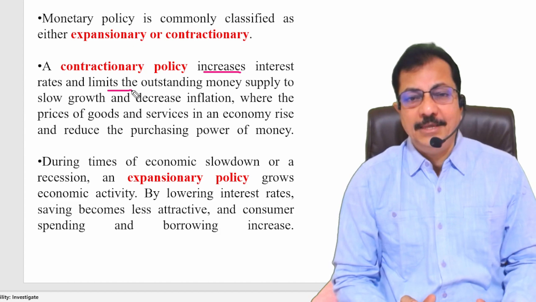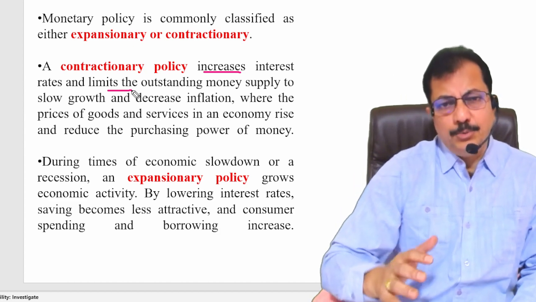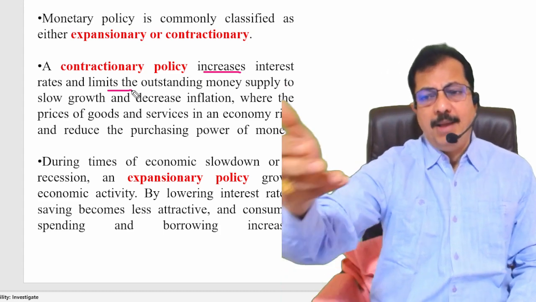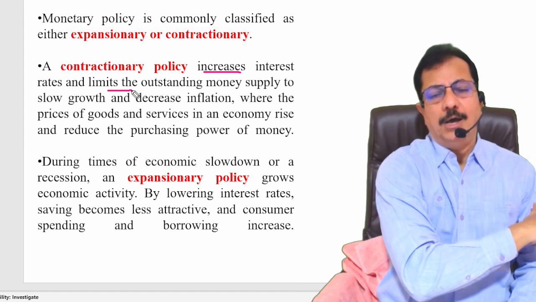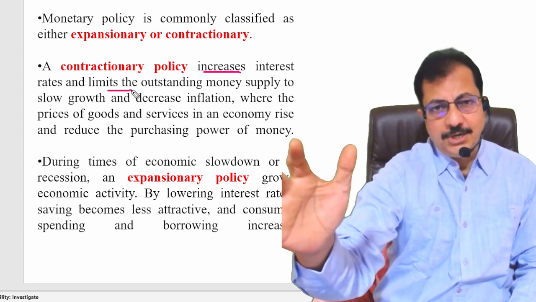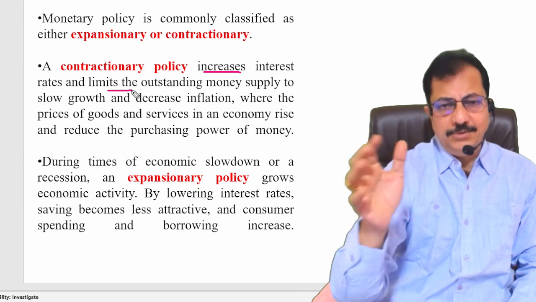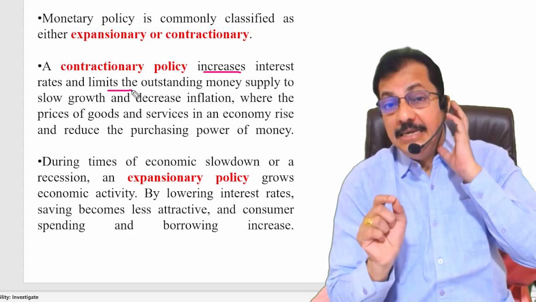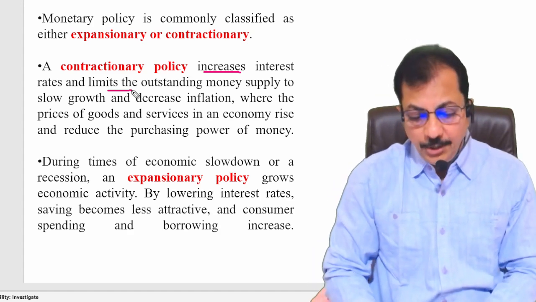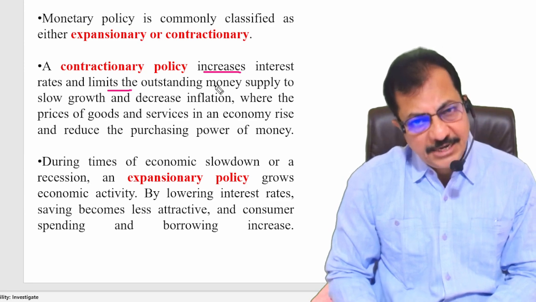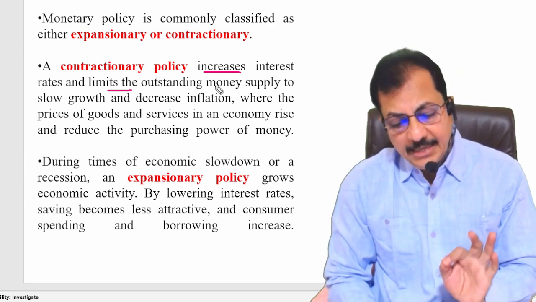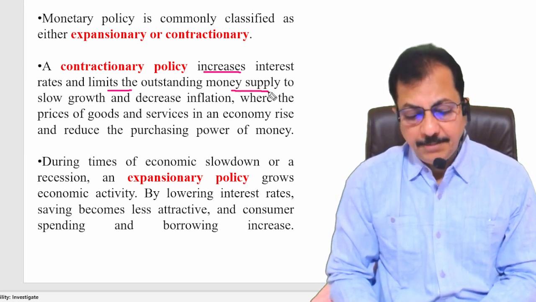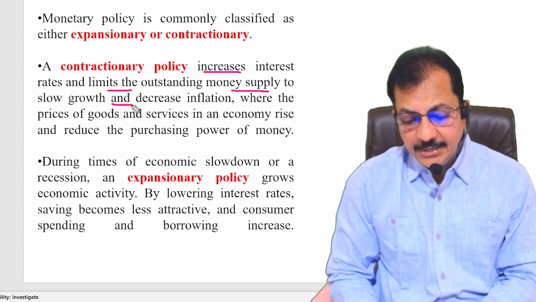Then automatically what is happening? Right? Because you are supposed to pay more interest, already the money that is present in the market will come back to the banks, and banks will pay it immediately to RBI. So through the contractionary policy, the RBI is withdrawing the money from the market because you are increasing the interest rates. Am I clear? Look at this. So contractionary policy, nothing but increasing the interest rates and limits the outstanding money supplied, to slow growth and decrease the inflation.